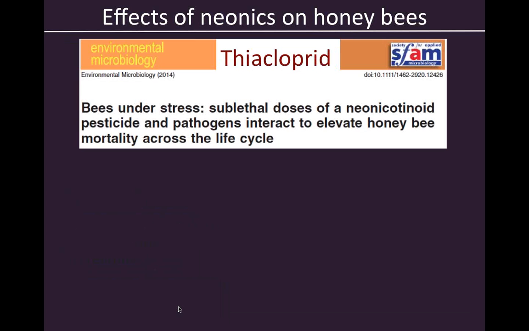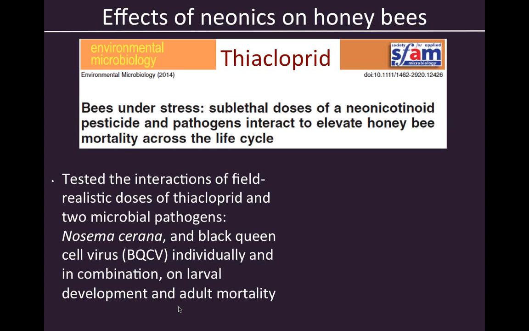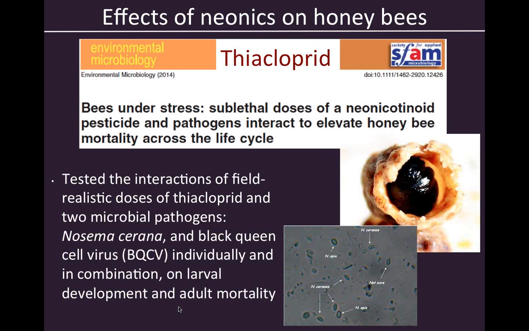Another study that was done with the neonicotinoid thiacloprid showed that, it says, bees under stress, sublethal doses of a neonicotinoid pesticide and pathogens interact to elevate honeybee mortality across their life cycle. So in this study, the authors tested the interactions of field realistic doses of thiacloprid and 2 microbial pathogens, Nosema cerana and black queen cell virus, individually and in combination, on larval development and also on adult mortality.